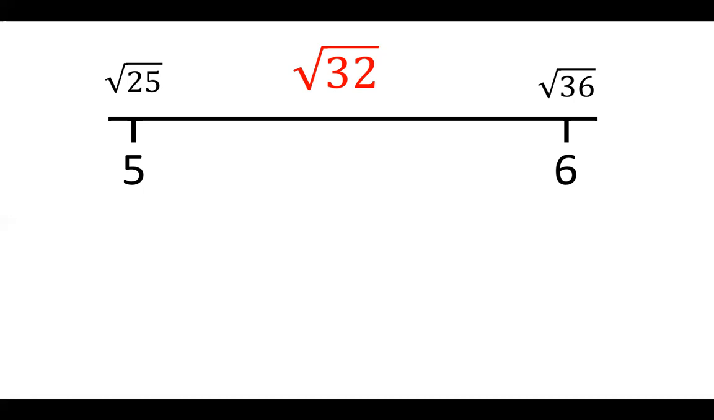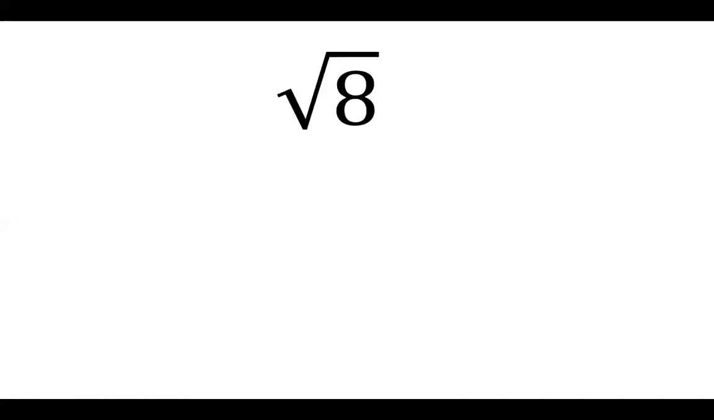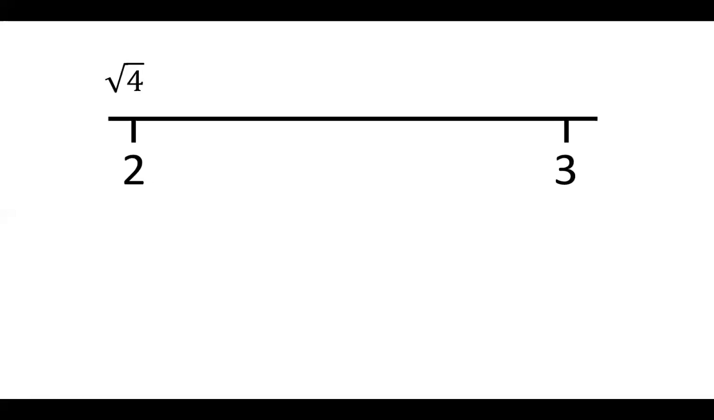This is what we mean by estimating square roots, because they are not perfect squares, so they don't have an exact value. Square root of 8, we don't have it. We know that square root of 4 is 2, square root of 9 is 3. So square root of 8 is between square root of 4 and square root of 9, because 8 is between 4 and 9. So square root of 8 will be between 2 and 3. If you have a calculator, you can type square root of 8, and you will get 2 point something, which is between 2 and 3.